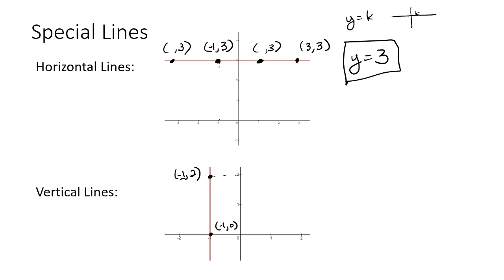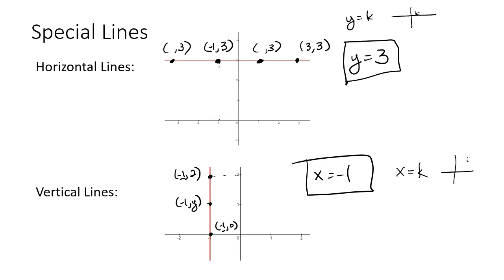So the key feature about all of these ordered pairs on this line is that the x value is always equal to -1. So x is equal to -1 describes every ordered pair on this line. Anytime you have the equation of a line that is x is equal to k, that represents a vertical line at an x location of k.